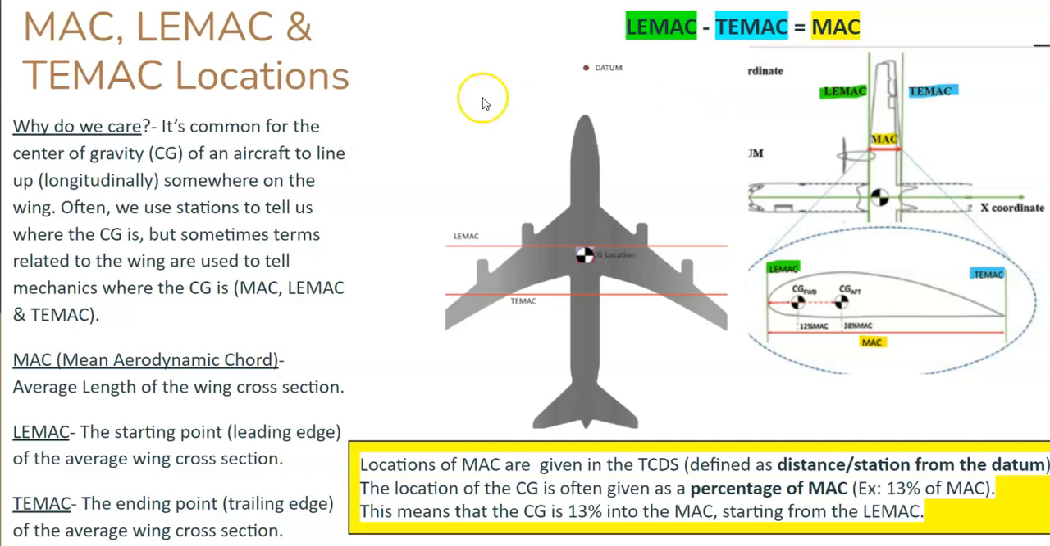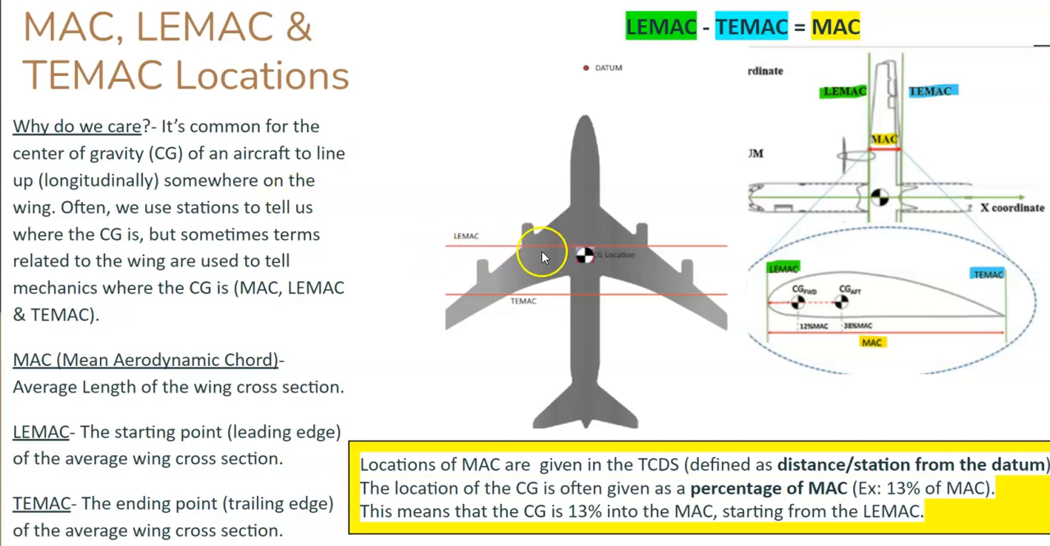Now, let's move on. Speaking of locations, you're going to find some terminology, things like MAC, LEMAC, and TMAC. And that's actually very important information. So bottom line, why should we care?